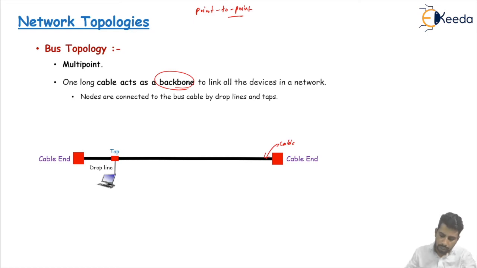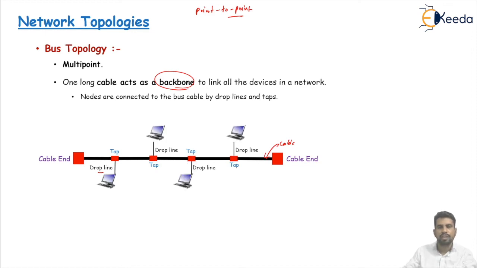If you want to connect a device, just add a tap to the backbone cable and connect a drop line between the device and the backbone cable. The device or node will then be part of the bus network. A drop line is a connection running between the device and the main cable, and the tap is a connector that either splices into the main cable or creates a contact with the metallic core of the backbone cable. In this way we can connect a number of devices in our bus topology.